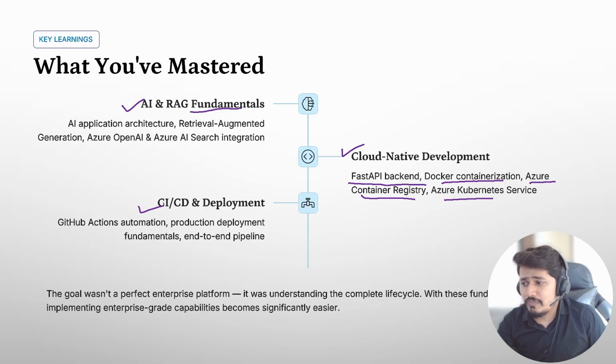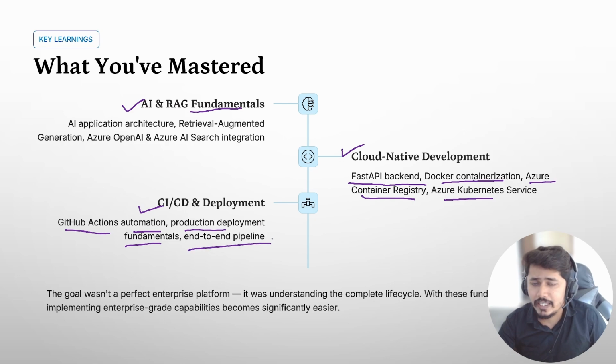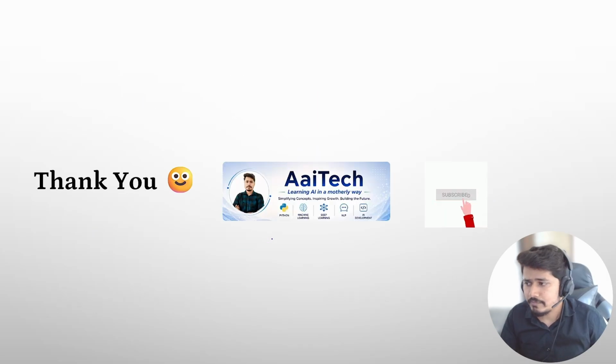And then also we have built a CI/CD pipeline. So we have gained this particular knowledge as well: how GitHub Actions works, how to automate the workflows, what the production deployment fundamentals are, that also we understood, and we have built an end-to-end CI/CD pipeline. So those are the things we have now mastered, and these things are really going to help us in building further projects as well.